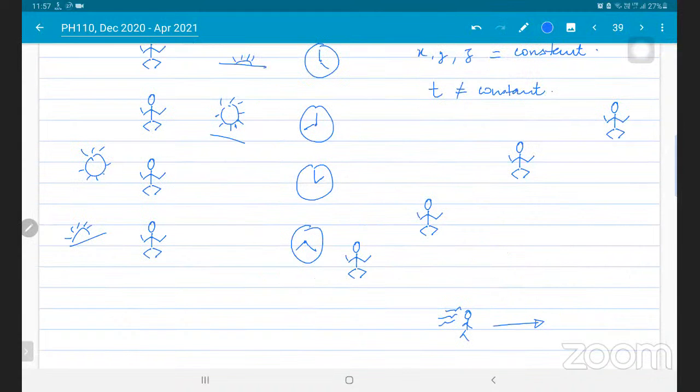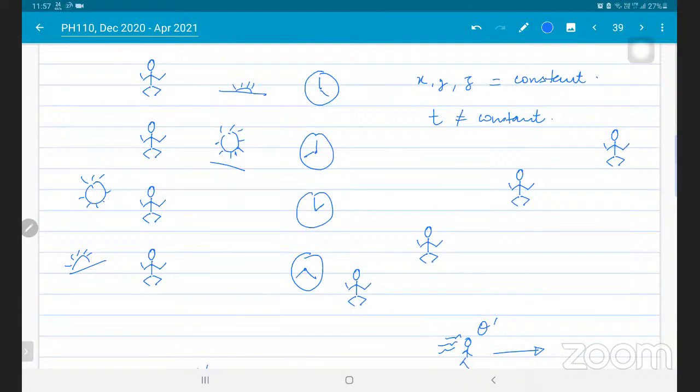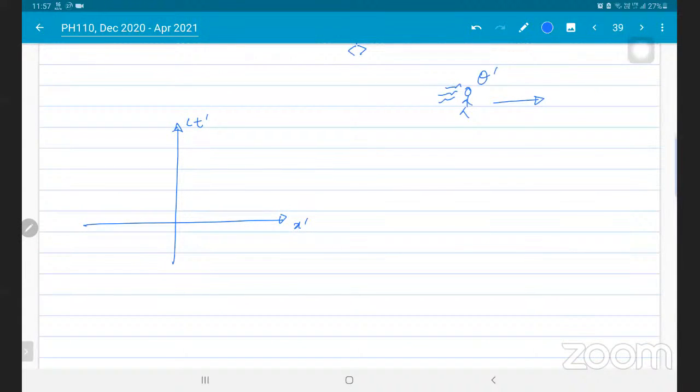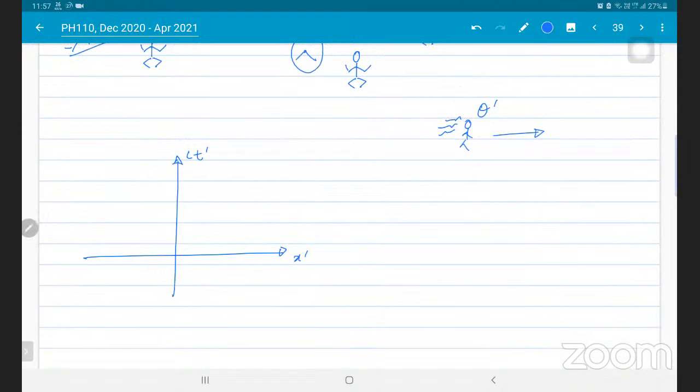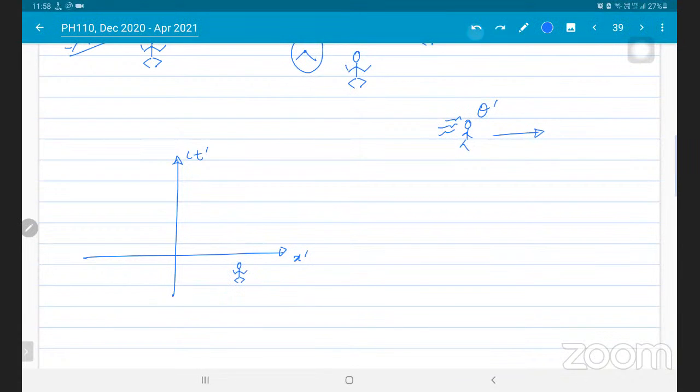Okay, so now I will draw the runner's space-time diagram. This is x prime and ct prime. These are the coordinates of the runner. So the runner is O prime and this guy is O. So according to the runner, what is happening? How will I describe the position of this person? Well, I will say that at one instant of time, he or she is here, right?